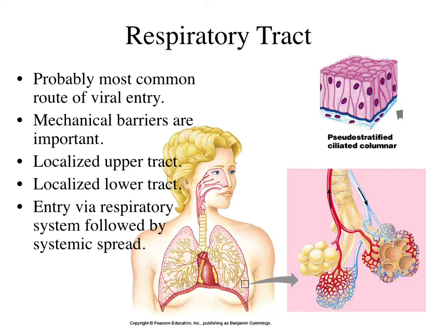Now, mechanical barriers are important. There are ciliated cells, and we also produce about 100 ml of mucus per day. Remember the mucociliary escalator that we've already talked about. Now, when you get down to the level of the alveoli, they don't have cilia or mucus, but there are macrophages lining them that can act to ingest particles. There's coughing and sneezing. That's important.